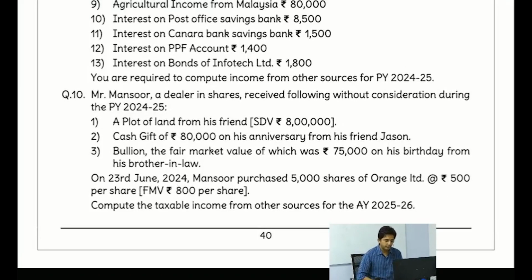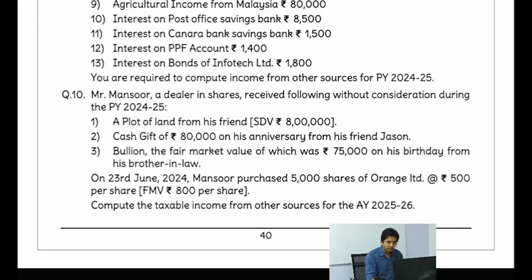Then next point, cash gift. It is a monetary gift. Always be careful that it should not fall under the relative or marriage exemption, at least in this point you check. Cash gift on his anniversary from his friend Jason. It's his anniversary, it is not marriage. Anniversary is different; anniversary comes every year, marriage comes only once. So this is not exempt. I might not be repeating again and again, but with gifts always check this. It is not there.